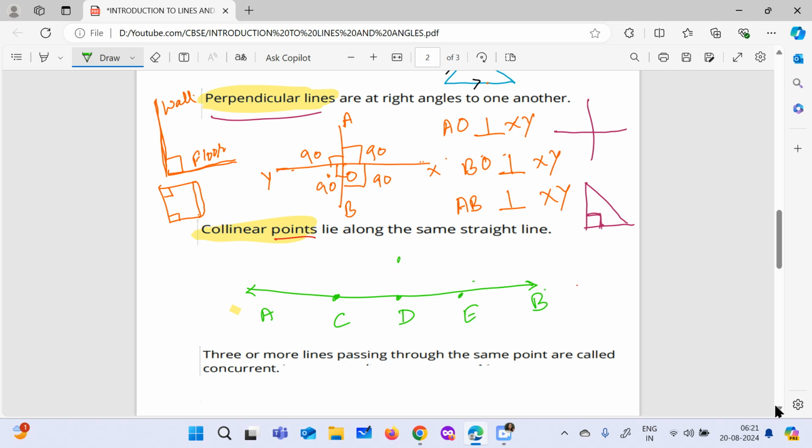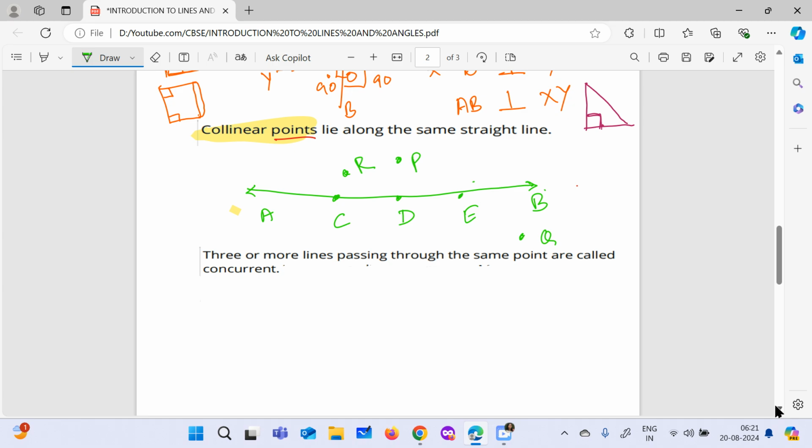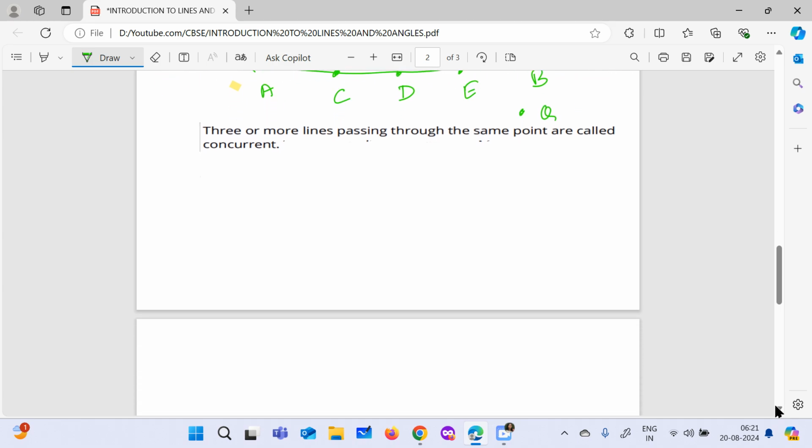But if I have other points here, P, Q, R. If your question is what are the collinear points, we will say A, B, C, D, E are the collinear points as they are on the same line. Which are the non-collinear points in this diagram? We can say that P, Q, R are the non-collinear points because they are not on the same line. So collinear points always lie on the same straight line. I hope this is clear to everyone.